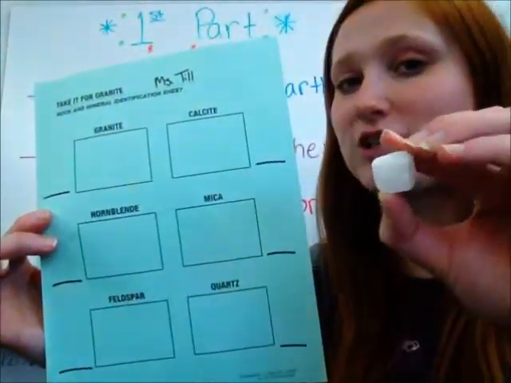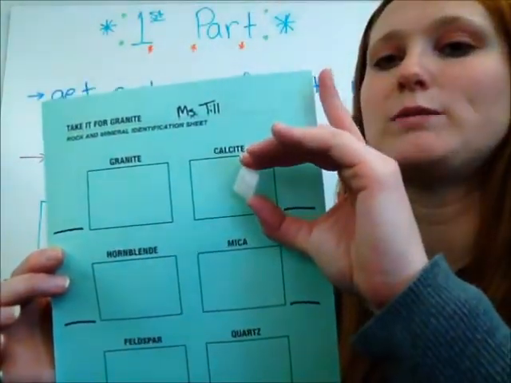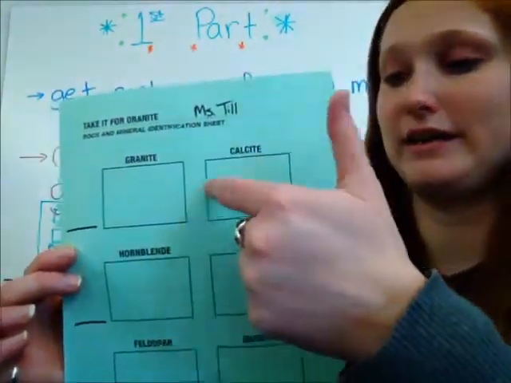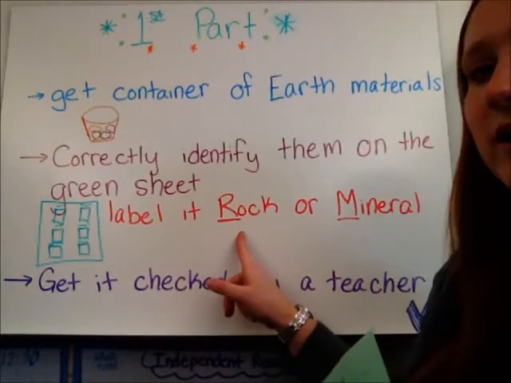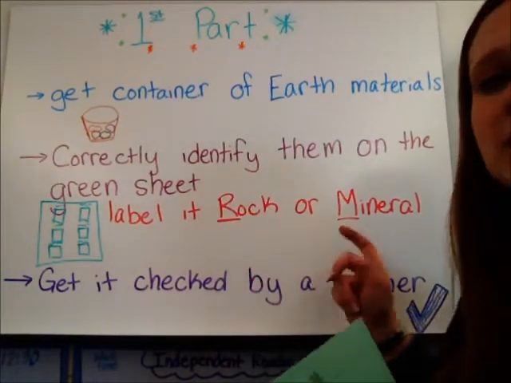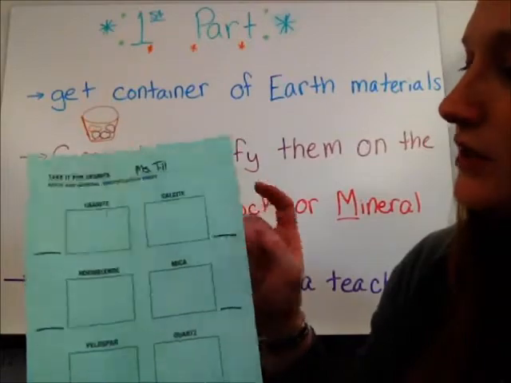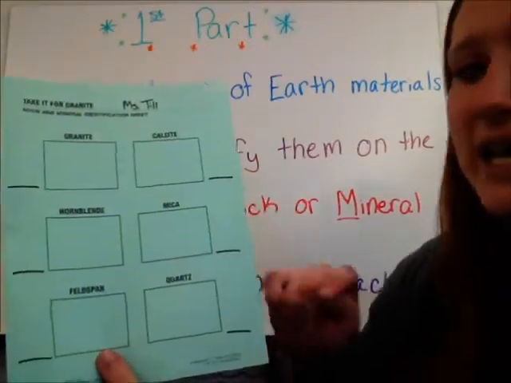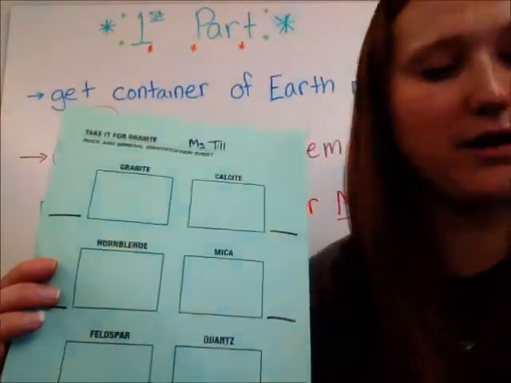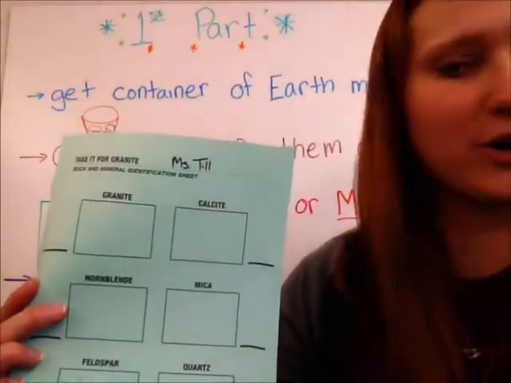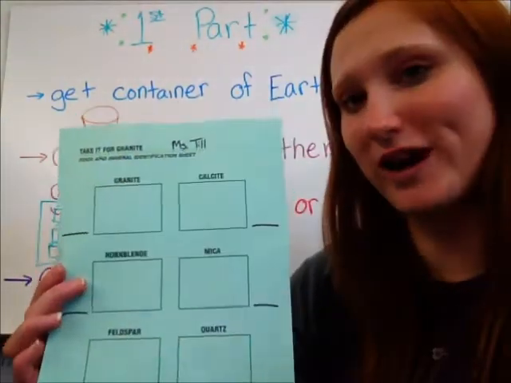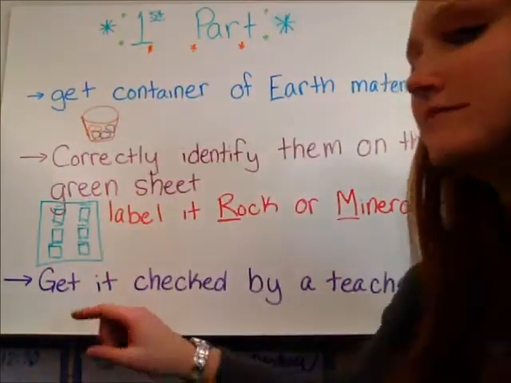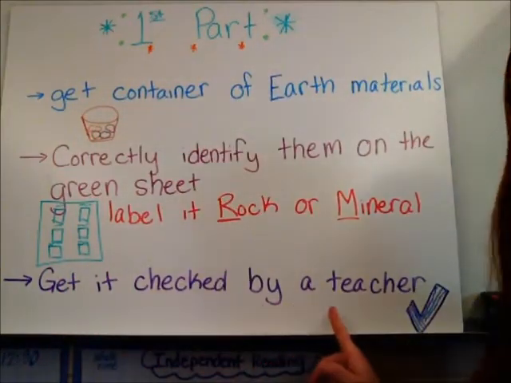So this one we've actually worked with. I bet you know it just by looking at it. This would be calcite. You would put this in calcite's box, and then you're going to mark it on this line if it's a rock with an R or a mineral by just putting an M. That way you don't have to write the whole word out. You're just putting an R or an M next to each one. There are all of these inside your earth material cup. You need to place each one in the correct spot, label it rock or mineral, and then get it checked by a teacher.